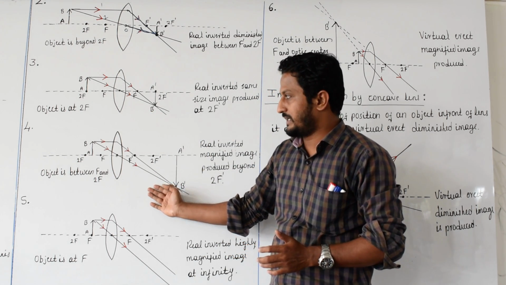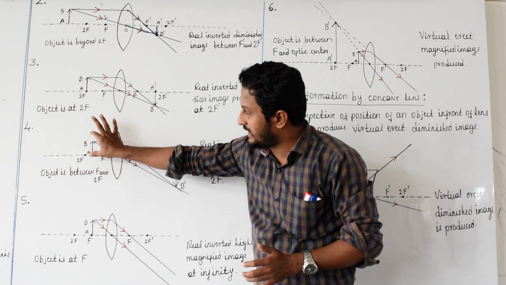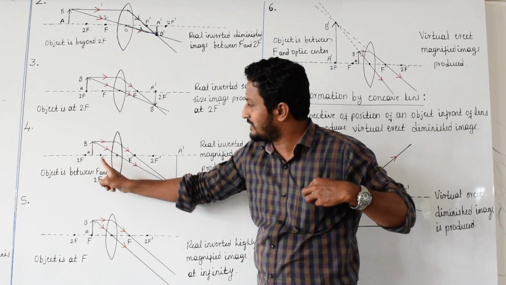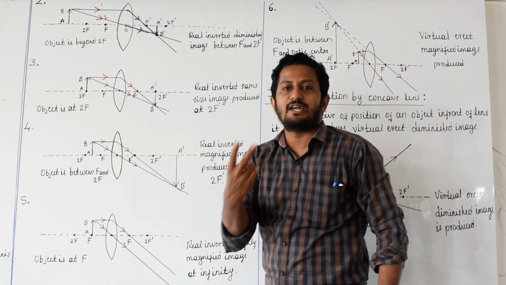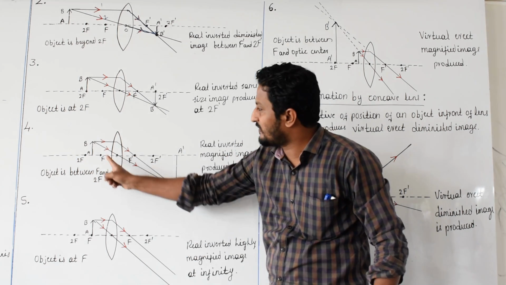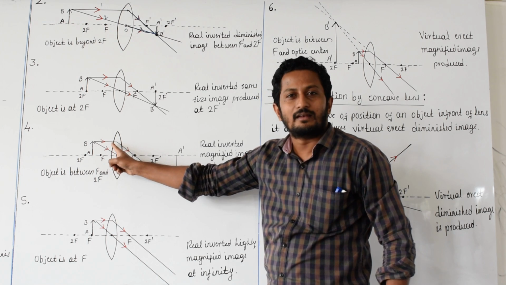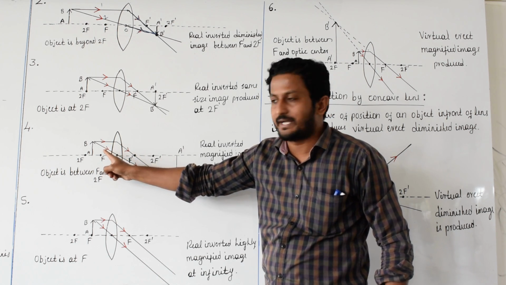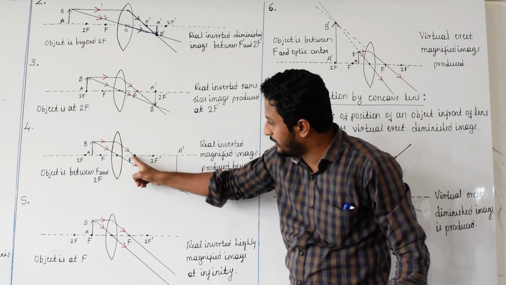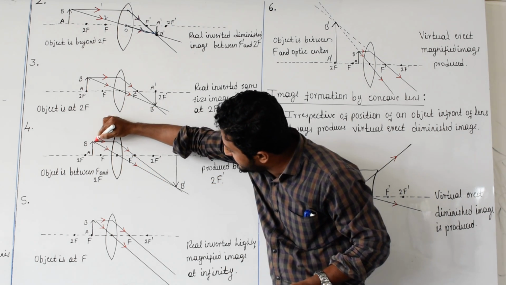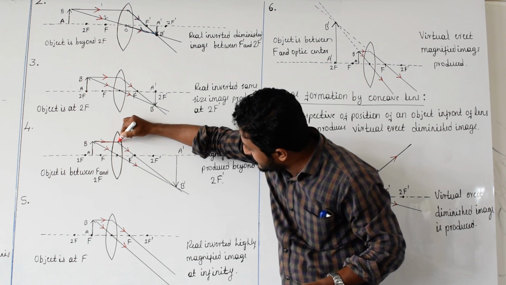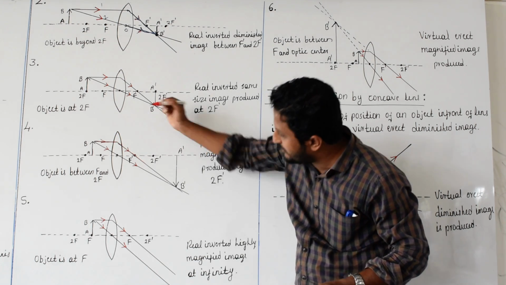Fourth case. Now here object AB is placed between f and 2f. Now again you take two light rays. One is parallel light ray from the top of the object and you pass that through the principal focus. Yes, this has passed this light ray. Okay, it passed like this. Getting what I mean to say?